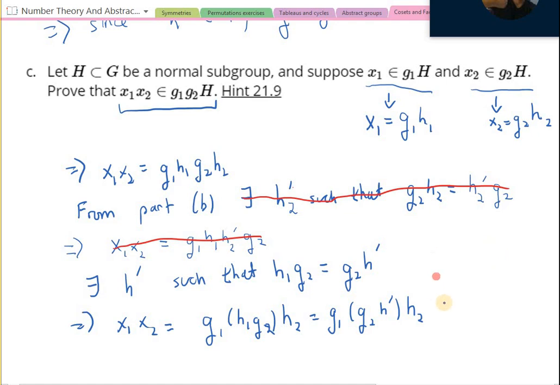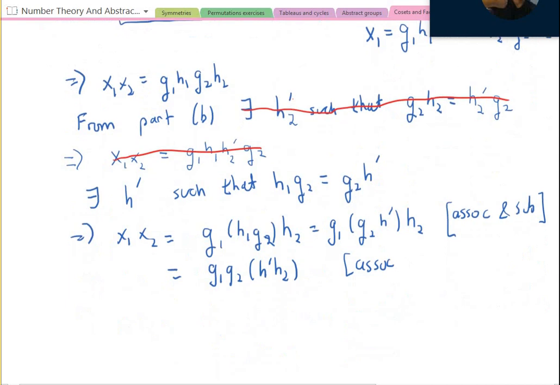Or I guess what I'll say is this is actually associative and substitution, because I use both properties. So that's equal to G1, G2 times H prime, H2. And that's also associative. All right, so where do I go from here?